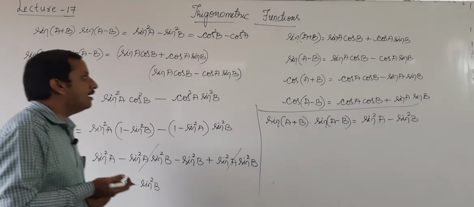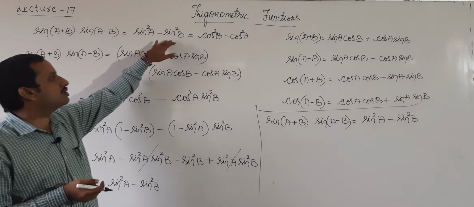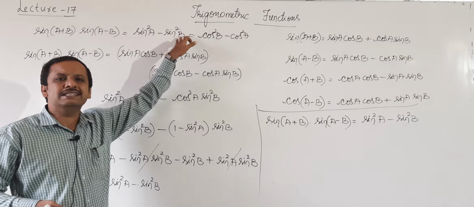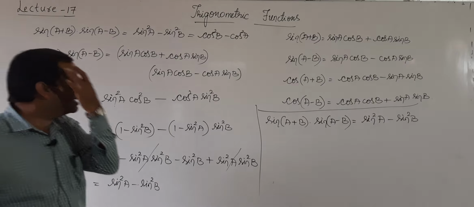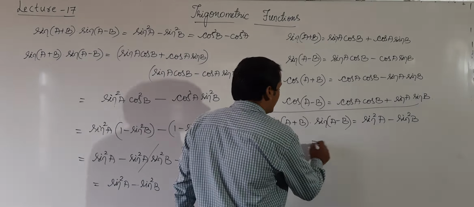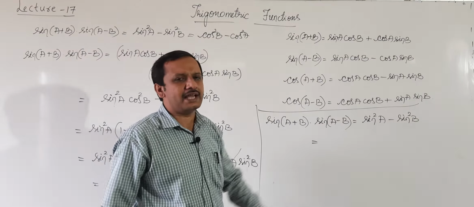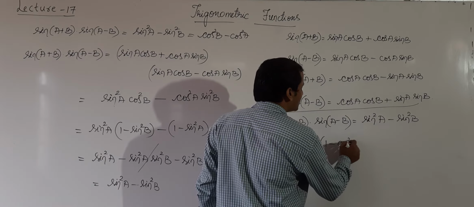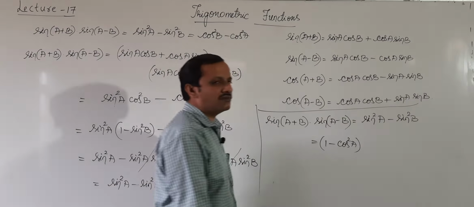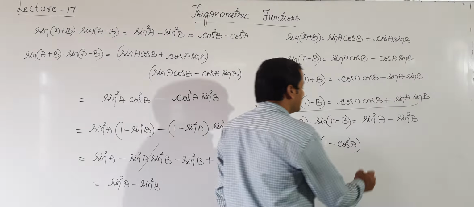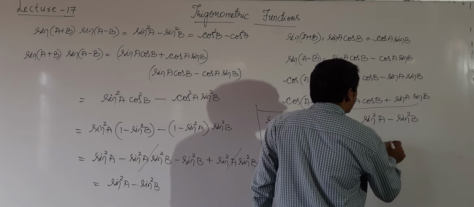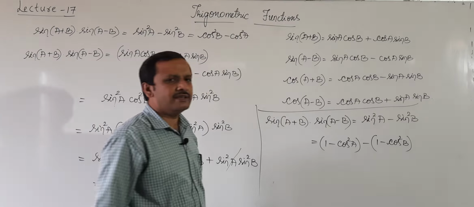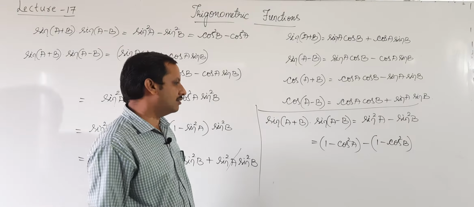We have proved it. But now we have to show that it is also equal to cos square B minus cos square A. For that, sine square A can be written as 1 minus cos square A, and sine square B can be written as 1 minus cos square B.